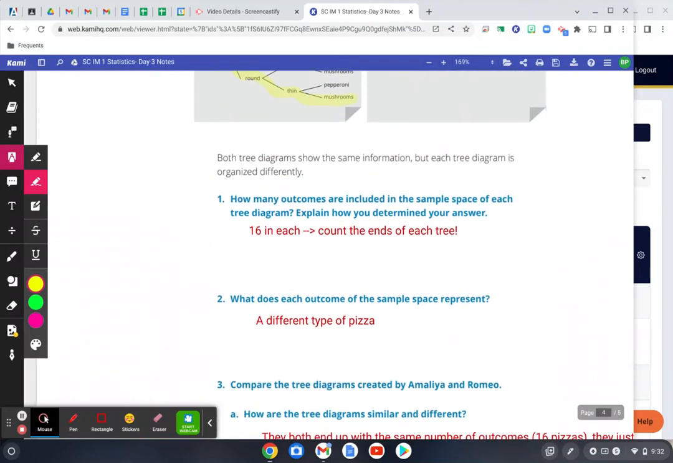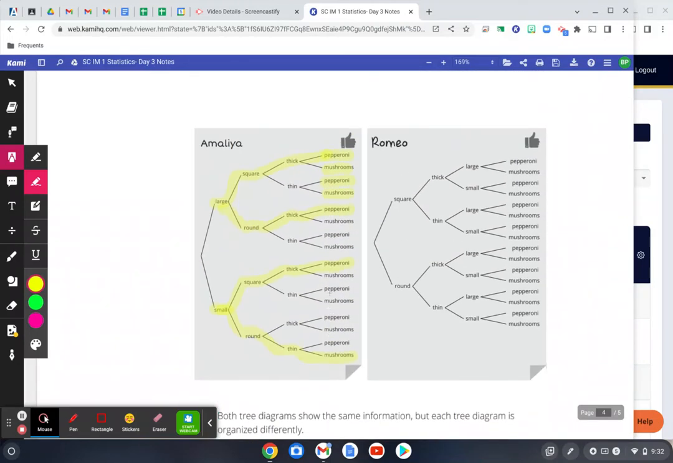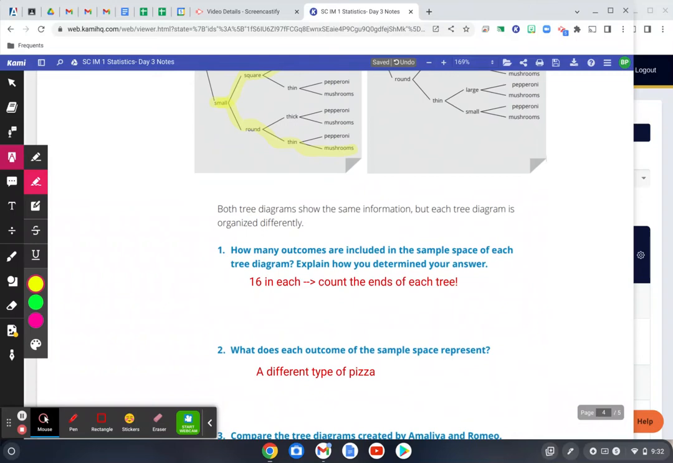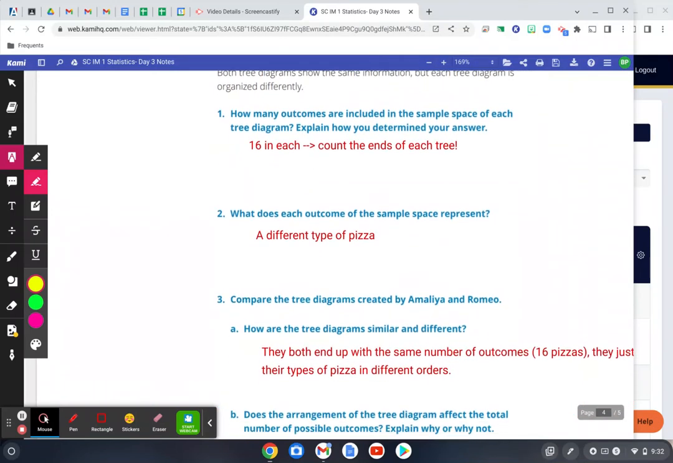Okay, what does each outcome of the sample space represent? And again, these are outcomes: pepperoni, mushroom, pepperoni, mushroom, pepperoni, mushroom. If you kind of branch your way back to the beginning, those are different outcomes. These just represent different types of pizza.